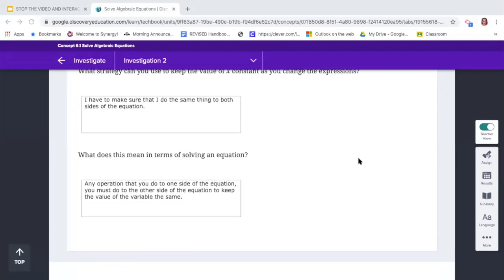And last, what does this mean in terms of solving an equation? Any operation that you do to one side of the equation, you must do to the other side of the equation to keep the value of the variable the same.